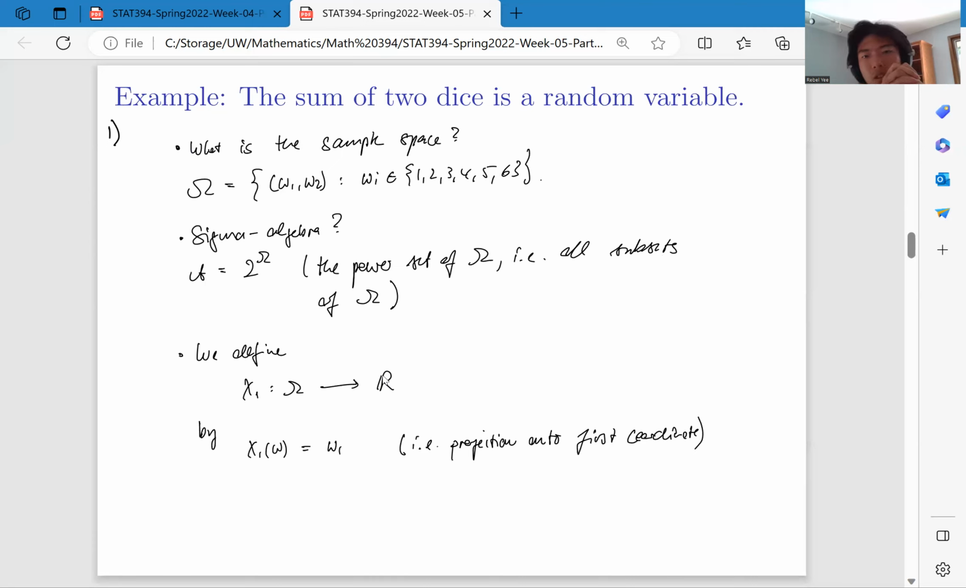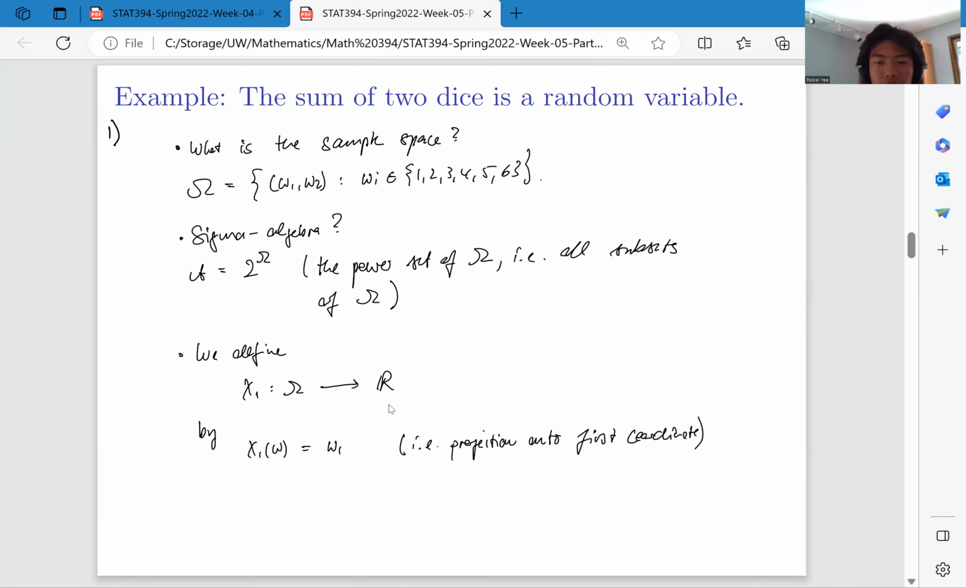And for example, let's say the sum of 2 dice is a random variable. So now we have a new random variable. We want it to represent the sum of 2 dice outcomes. So first, what's the sample space? The sample space is the Cartesian product, (ω1, ω2), and each ωi can be 1, 2, 3, 4, 5, 6. And the sigma algebra, because it's discrete, is equal to the power set.